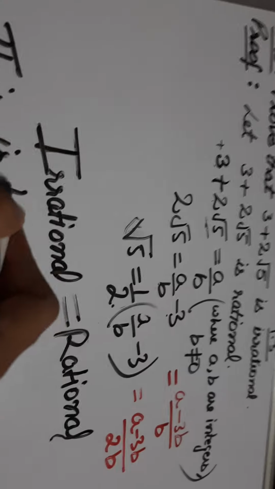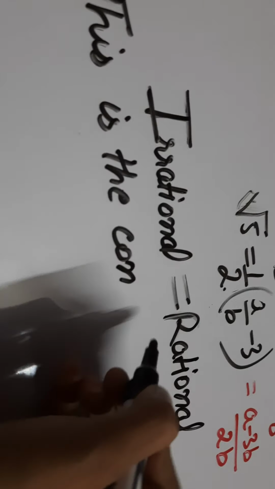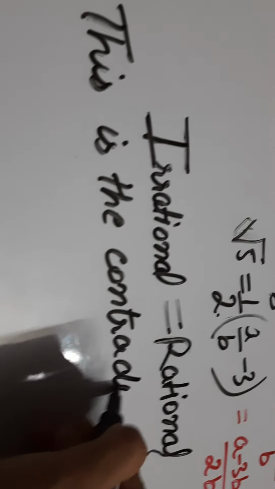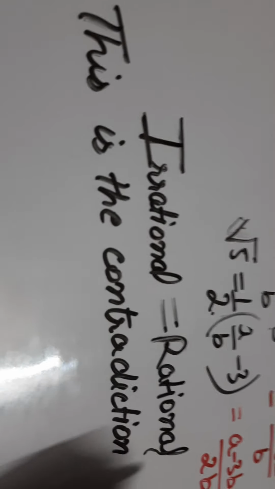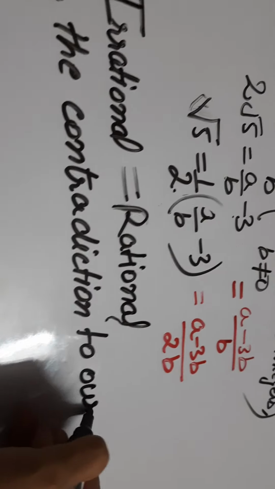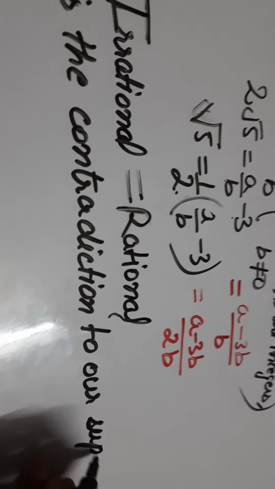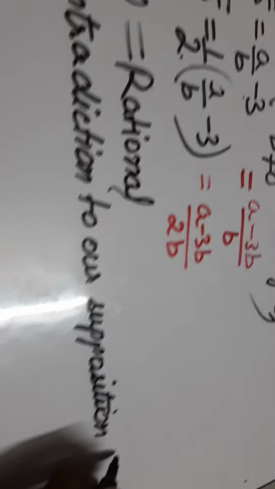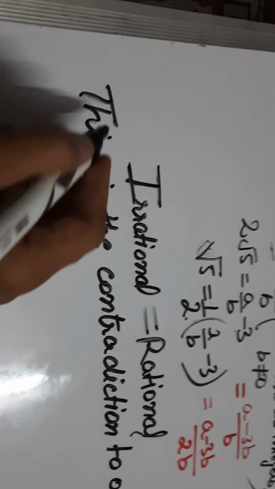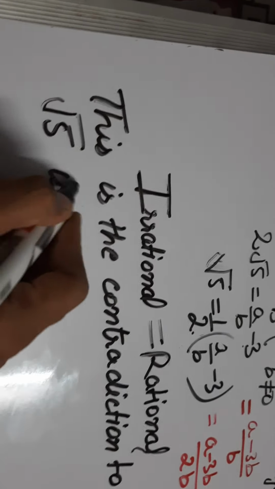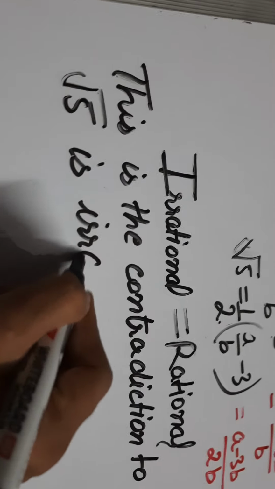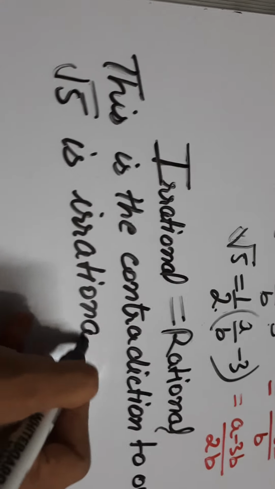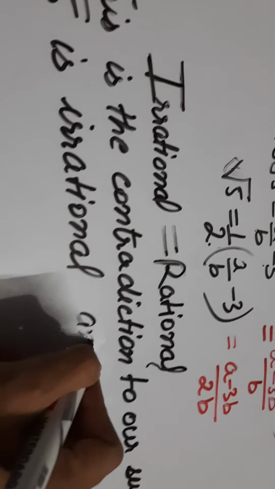This is the contradiction to our supposition because now we will write, because root 5 is irrational. Root 5 is irrational and the right hand side, write down all the terms included.